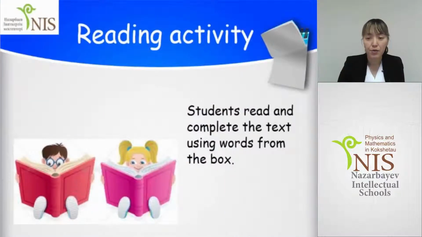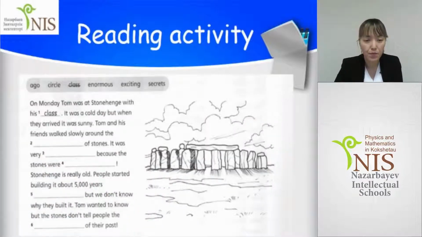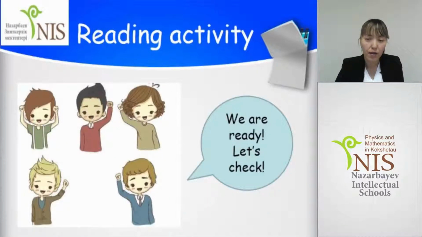Okay, so now you will read the text about Stonehenge and complete the text using words from the box. The words are ago, circle, class, enormous, exciting, and secrets. Now let's check your answers.